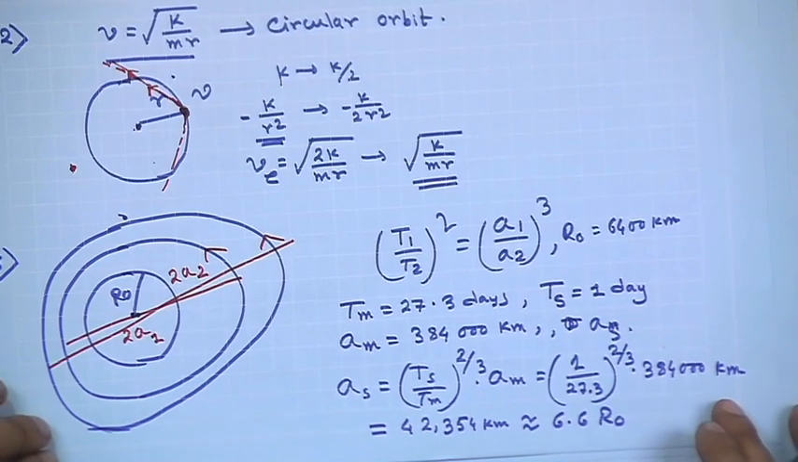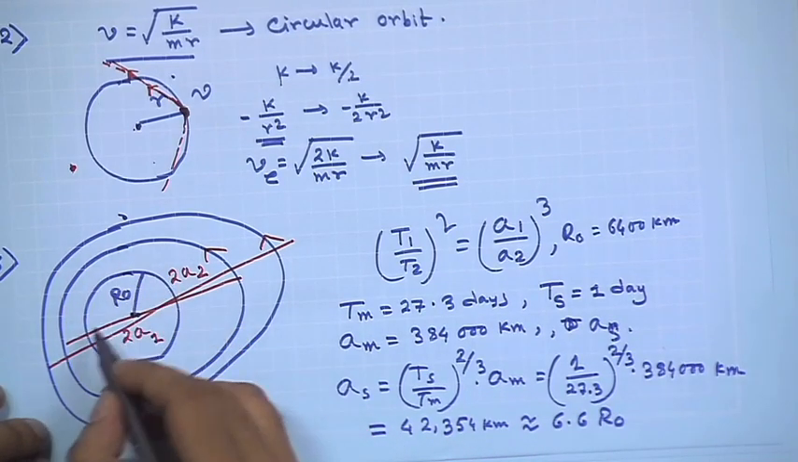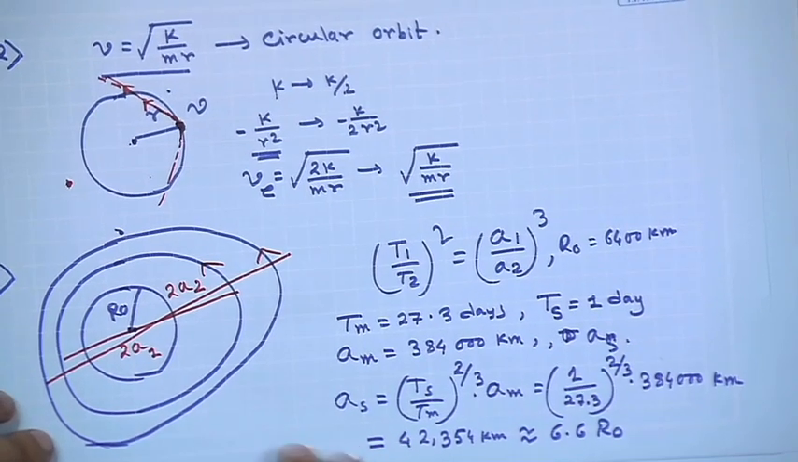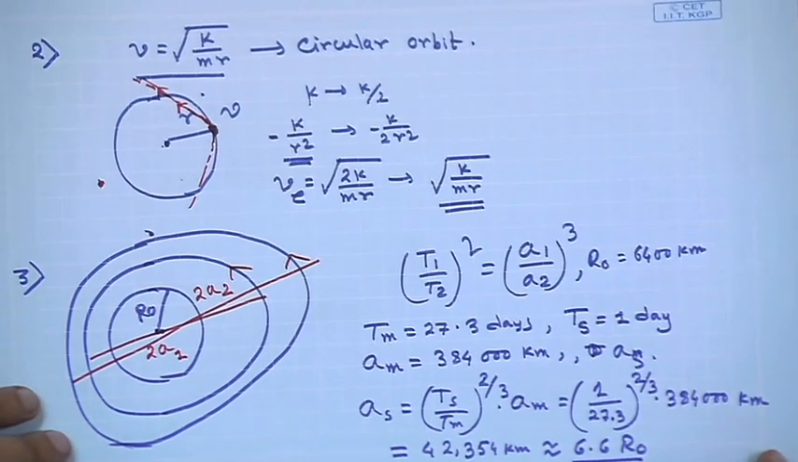Each of these orbits has a very specific name, but we are not going into the details of it. There is a lower circular orbit, there is an upper circular orbit. But the geostationary orbit is what we are interested in, and we have seen that it is 6.6 R0. Okay. So, for now we have to stop here.